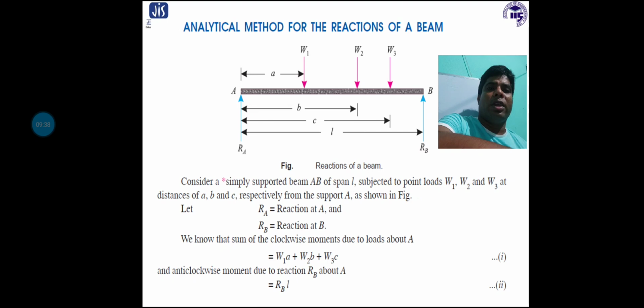So consider a simply supported beam AB of span L, subjected to loads W1, W2 and W3 at distances a, b and c respectively from point A. Let RA be the reaction at A and RB the reaction at B. The sum of the clockwise moments due to loads about A is the sum of all forces into perpendicular distance, so W1 into a plus W2 into b plus W3 into c, and the anticlockwise moment due to reaction RB about A is RB into L.